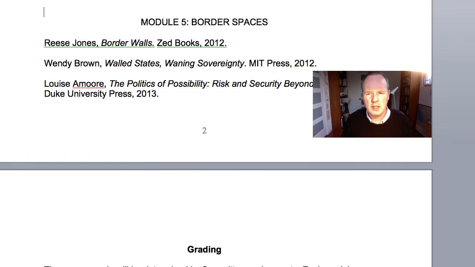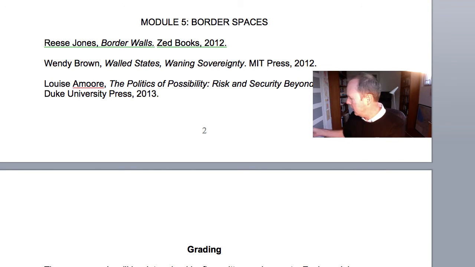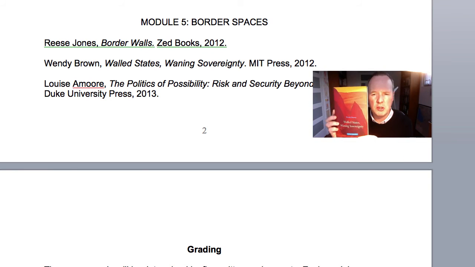Finally, we're going to look at the whole question of the border, which of course is a big one in the wake of the US presidential election. We're looking at Rhys Jones's book, Border Walls, which came out in 2012, which is a fairly small book, and that's why there's 3 in this particular section. So it's this book, and then Wendy Brown's kind of theoretical speculative work, Walled States, Waning Sovereignty, which is in some ways a remarkable precursor and anticipation of the politics of Donald Trump.